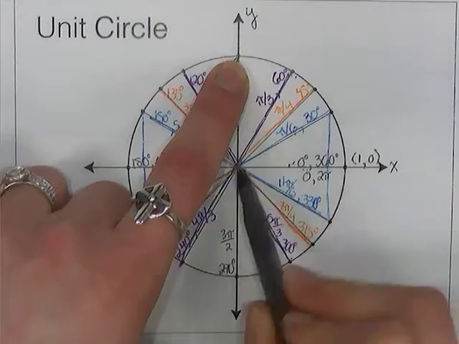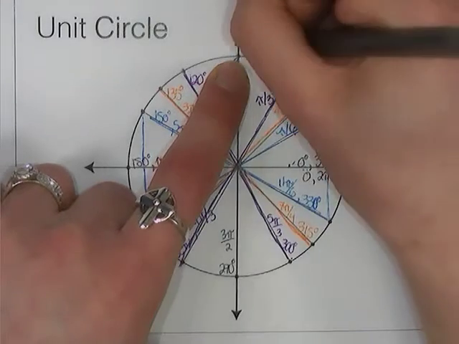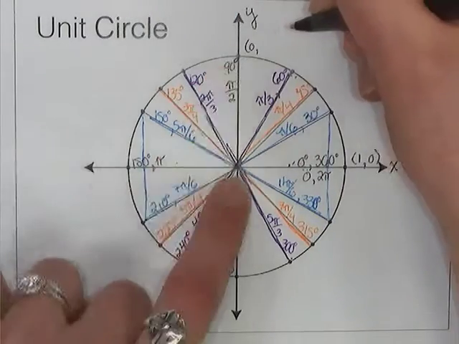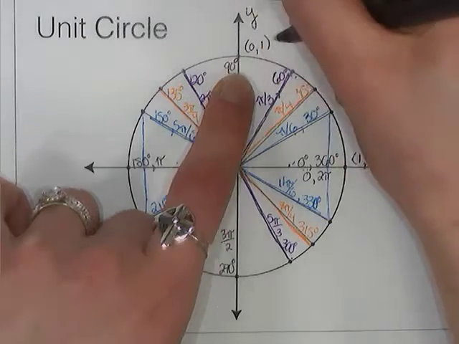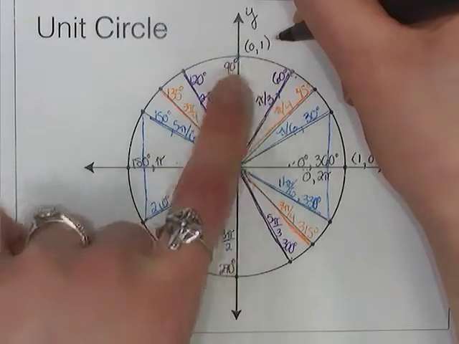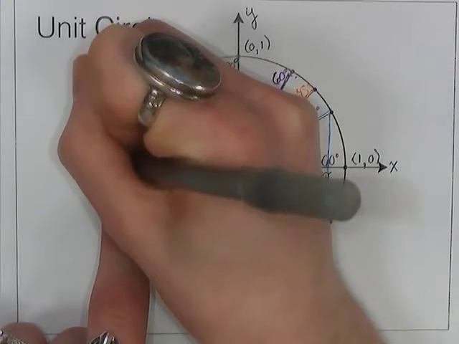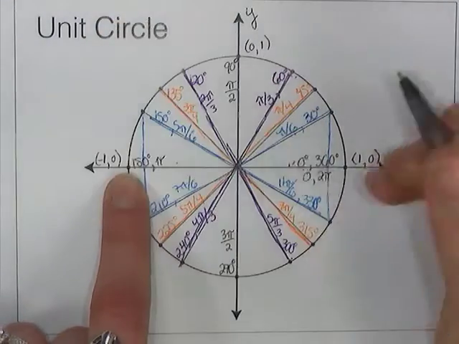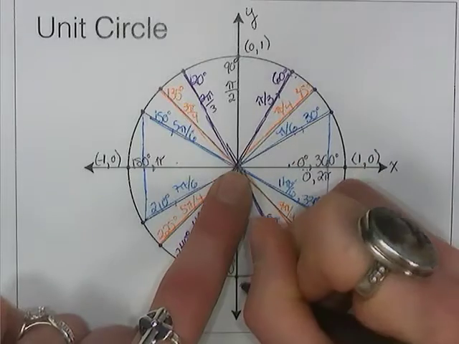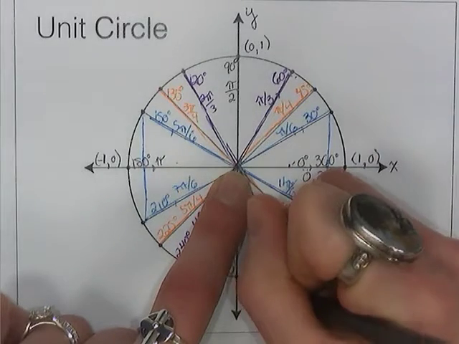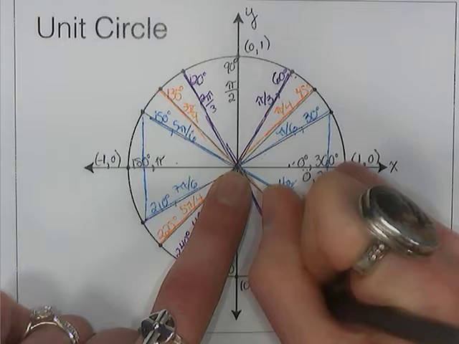At the top, I haven't gone left or right, so the x coordinate is 0 and my y value is 1 because I have the full radius at the top. So you can keep using that idea. This point has an x value of -1, but its y value is 0. At the bottom, my x coordinate is 0, and my y coordinate is -1.